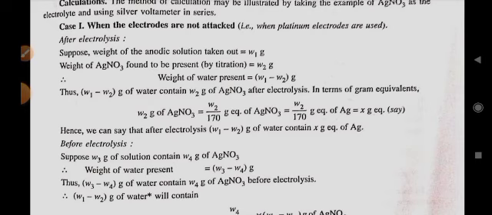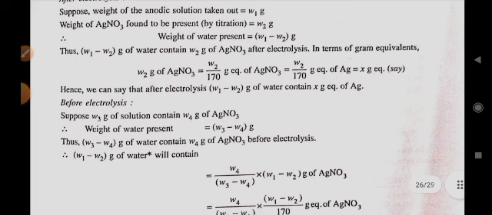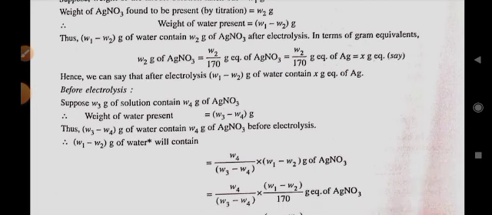The W1 minus W2 gram of water contains W2 gram of AgNO3 after electrolysis. In terms of gram equivalents, W2 gram of AgNO3 is equal to W2 upon 170 gram equivalent of AgNO3, which is equal to W2 upon 170 gram equivalent of Ag, equal to x gram equivalent. Hence we can say that after electrolysis, W1 minus W2 gram of water contains x gram equivalent of Ag.